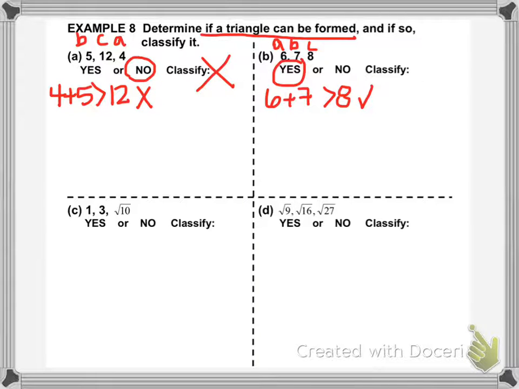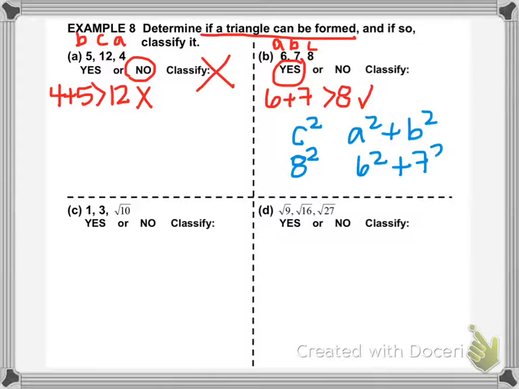So we're going to take C squared. You're always going to set it up like this: C squared and then A squared plus B squared, and compare those. Whatever symbol goes between them will tell you if you've got a right, acute, or obtuse triangle. So our C is 8, so we've got 8 squared on the left. A squared and B squared are 6 squared plus 7 squared. And then we'll simplify. 8 squared is 64. 6 squared is 36. 7 squared is 49.